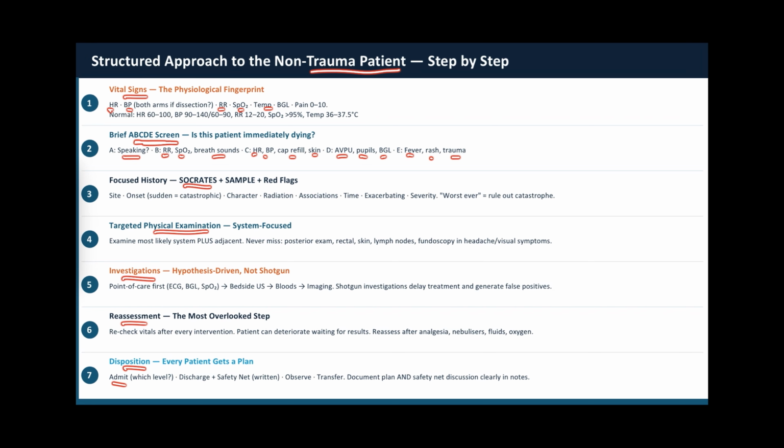Let's summarize the approach to the non-trauma patient. Start by deciding whether the patient is sick or not. Obtain a full set of vitals as soon as the patient comes to you. Perform a rapid ABCDE assessment. Take a focused history by the SAMPLE mnemonic. Perform a targeted examination. Order investigations that answer a clinical question that you have. Reassess after every intervention, and finally make a clear disposition plan with appropriate safety net advice. If you follow this sequence consistently, you'll reduce cognitive errors, identify critically ill patients earlier, and develop a structured approach that works across almost every medical emergency.